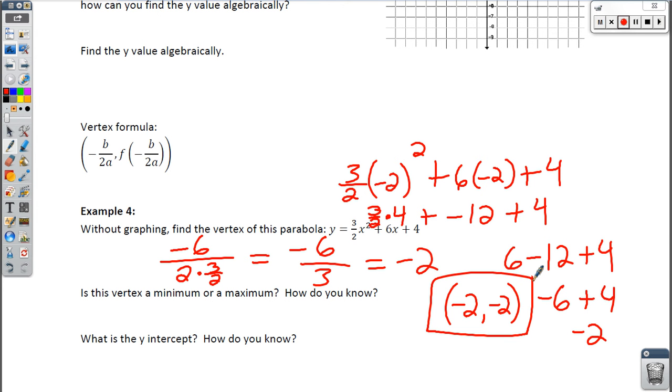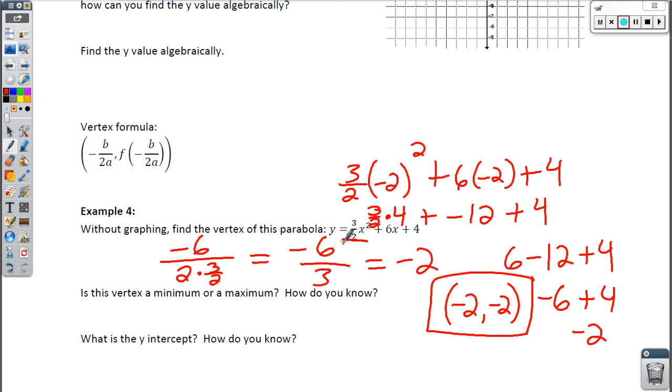All right, next question. Is this vertex a minimum or maximum? So in order to do this, we need to know whether the parabola opens up or down. So we could just graph it and see, but let's think about it instead. So this number out front, that determines whether it opens up or down. This is a positive number, and so that means it's going to open upwards. So that means there's a value at the bottom that is the lowest value on the entire graph, which is this point, negative 2, 2. So the vertex here is going to be a minimum.